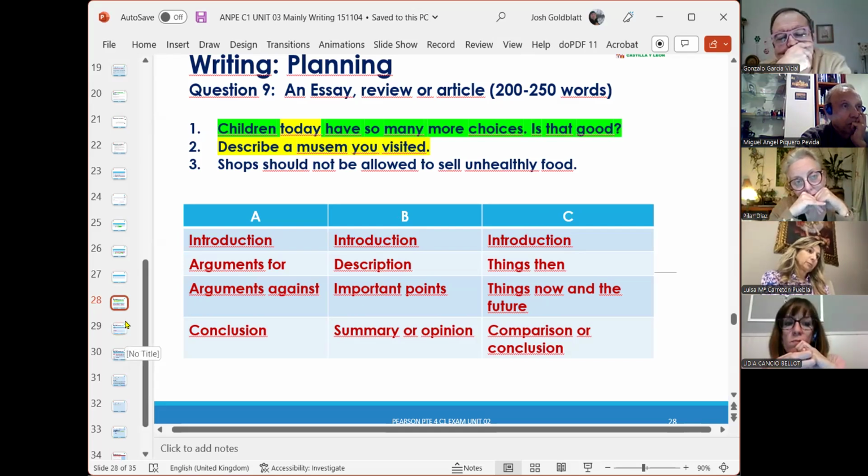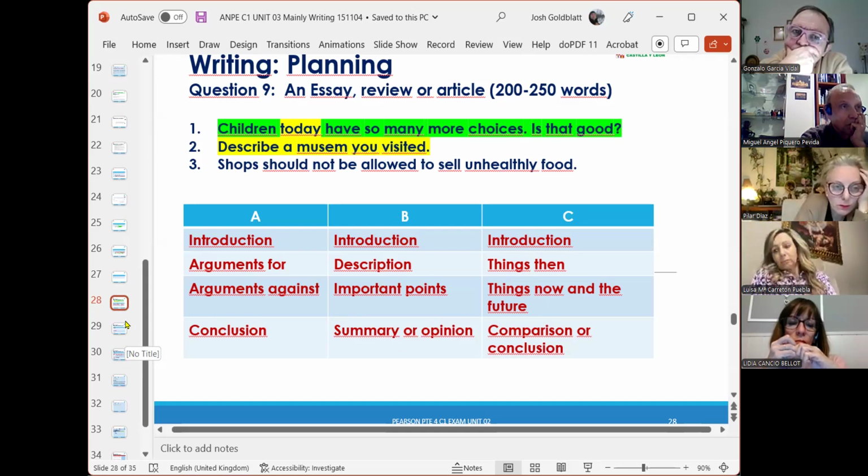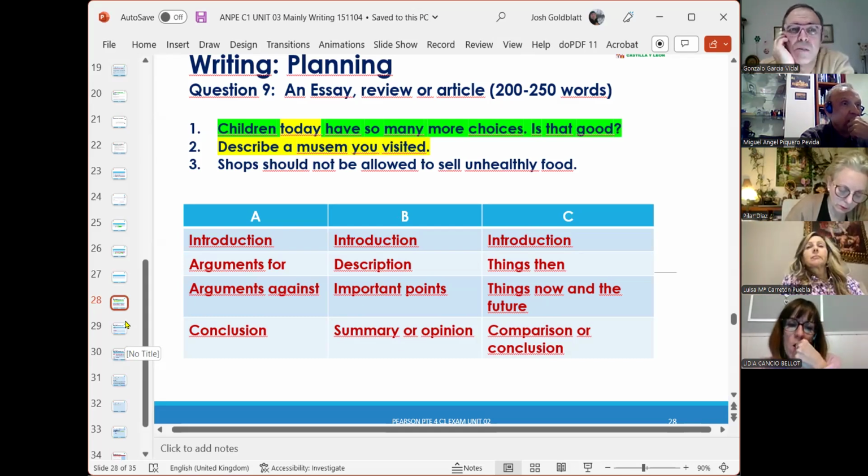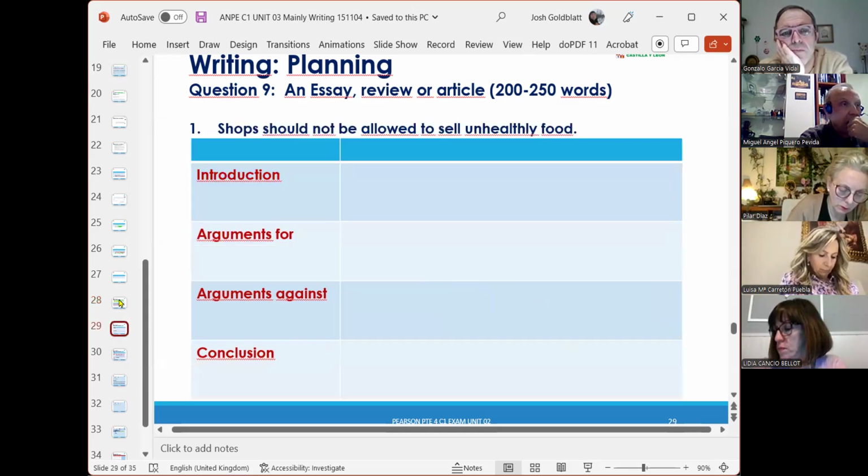So those are the three models, very important, that we keep in mind when we're planning what we're writing. We just don't start writing immediately. No, you have to think and write it down. Introduction, arguments for, arguments against, conclusion. Make a few notes, and below you use the notes to write your final version. Don't start writing immediately.